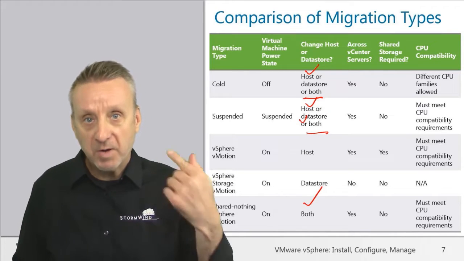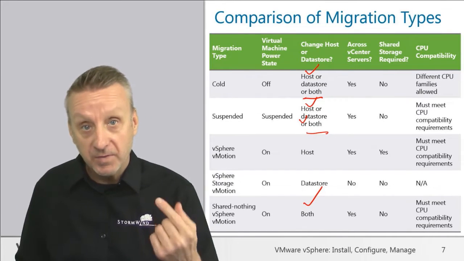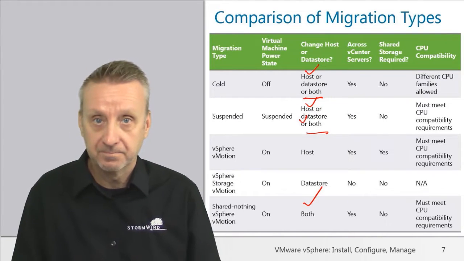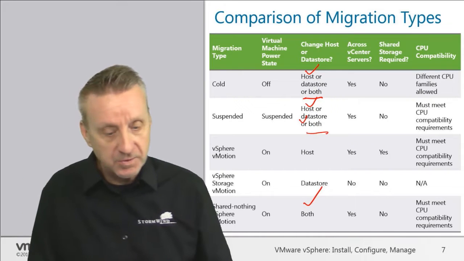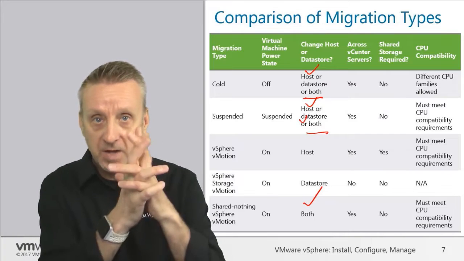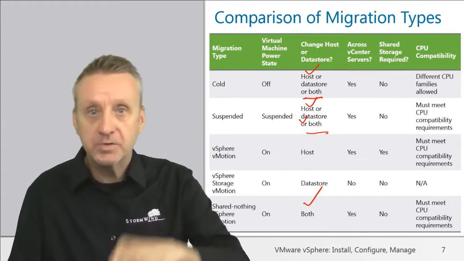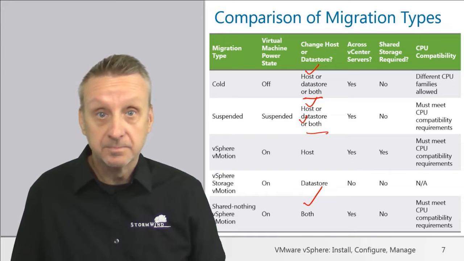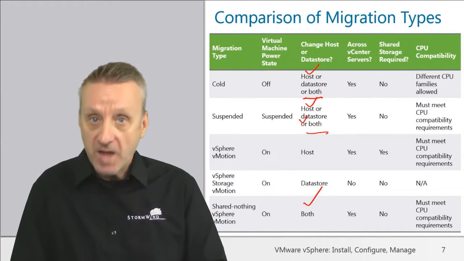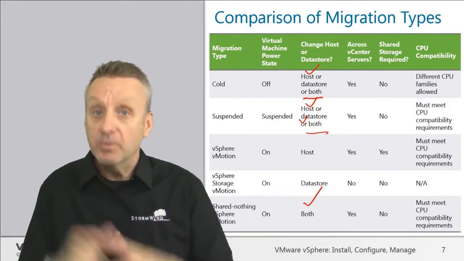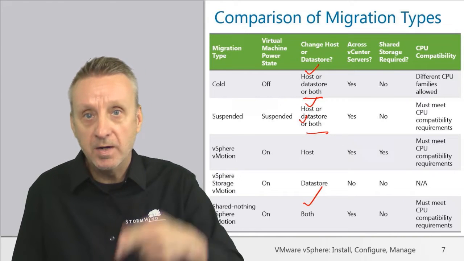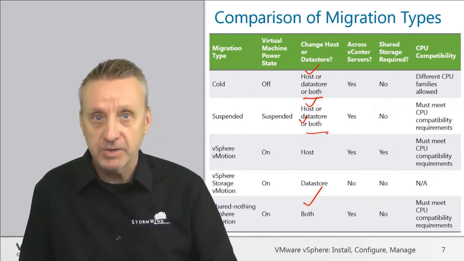Now, some of you probably picked up earlier when we were talking about if a VM was powered off or if it was suspended, I emphasized the word or. If you think back to your logic class that you had in high school or college and anding and oring and all that stuff, right? So the top two, we have host or data store, or we can do both. So you choose. The bottom option, shared nothing vMotion, we're going to do both. It's both operations in one single manual operation.